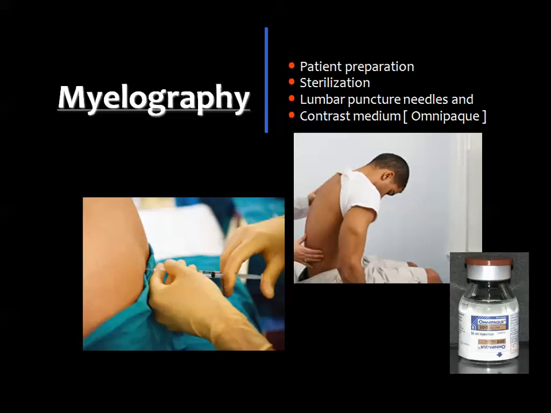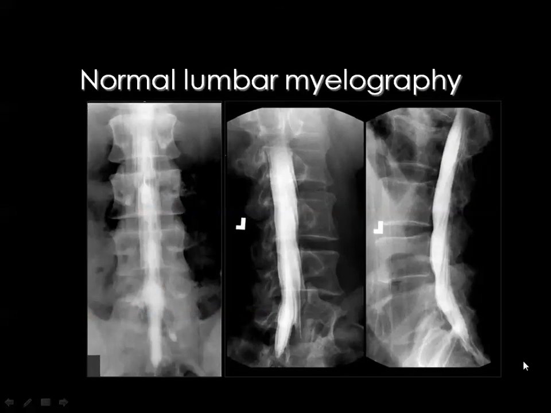Then you reach the spinal canal, you remove the needle core, and you get some drops of CSF. Then you inject the contrast material, which is known as Omnipaque. And we usually inject 10 milliliters inside the spinal canal. Then if you have the X-rays, you will see the contrast material inside the spinal canal. And this is the frontal view. This is an oblique view, and this is the lateral view.